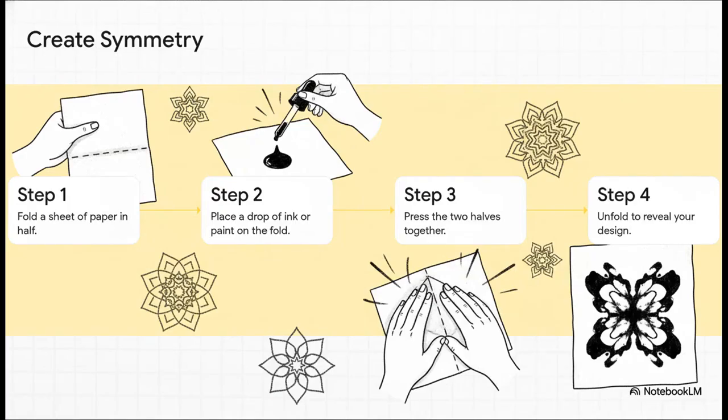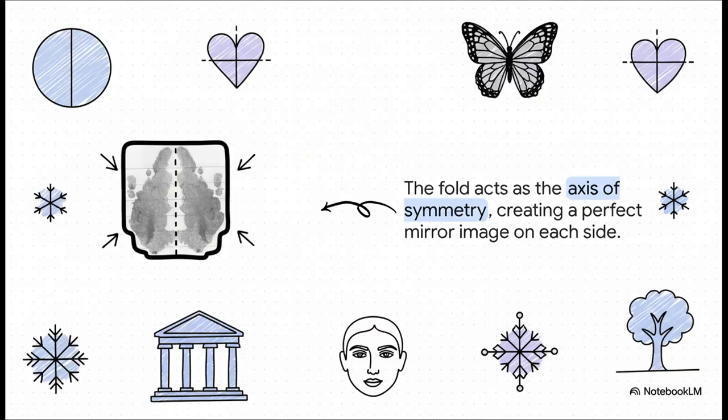And you can actually create this perfect symmetry yourself in like 10 seconds. Remember this old trick? You just grab a piece of paper, fold it in half, put a little drop of ink or paint right on that crease, press it together, and when you open it back up, you get this, a perfect symmetrical shape. That fold line we made, that's the axis of symmetry. It creates a flawless mirror image on both sides. This little ink blot thing is actually the perfect illustration of what line symmetry is all about.